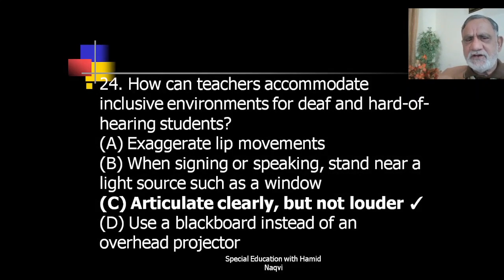How can teachers accommodate an inclusive environment for deaf and hard of hearing students? Exaggerate lip movements when signing or speaking, stand near the light source such as a window, articulate clearly but not louder, use a blackboard instead of an overhead projector. The third one, that is articulate clearly but not louder, is the correct one.